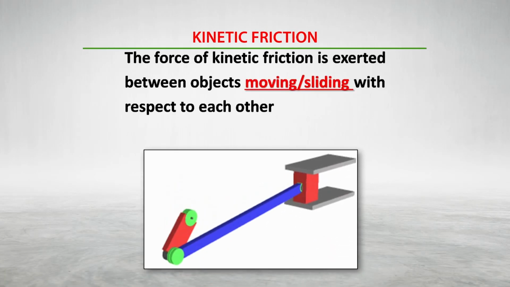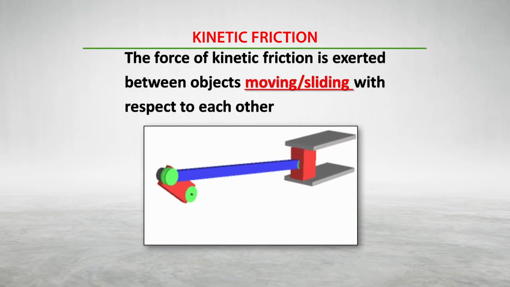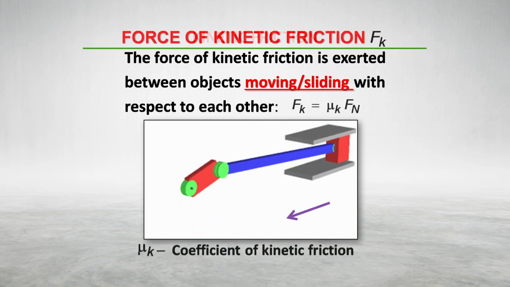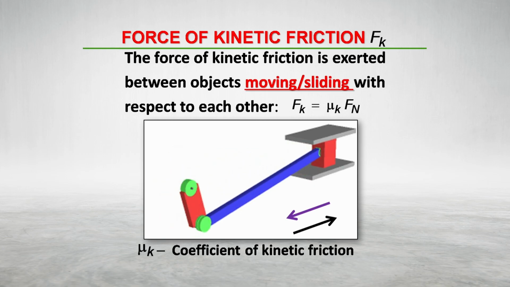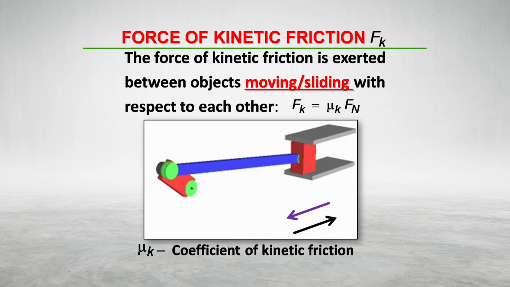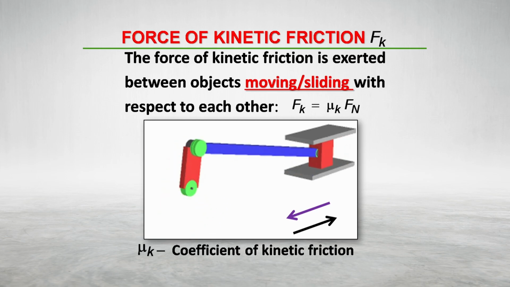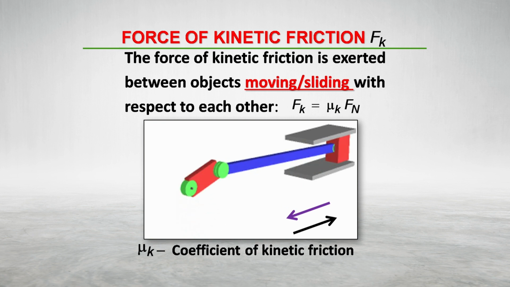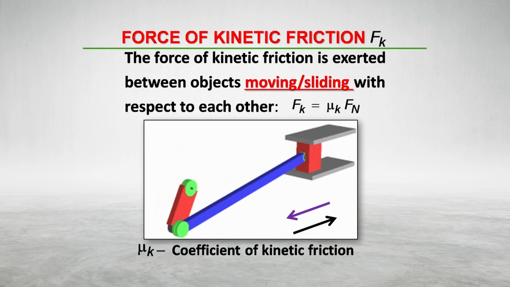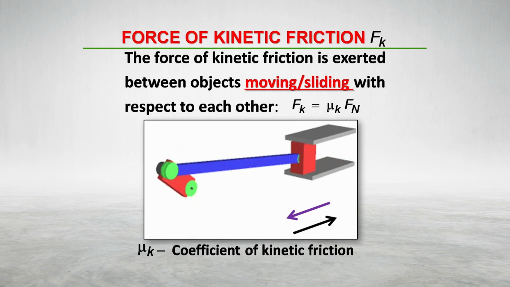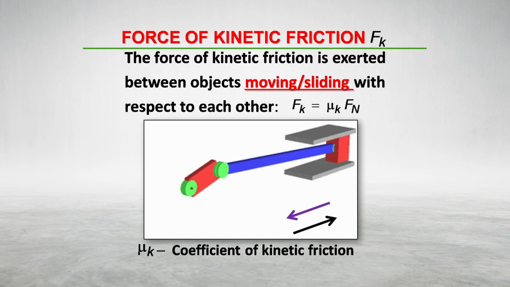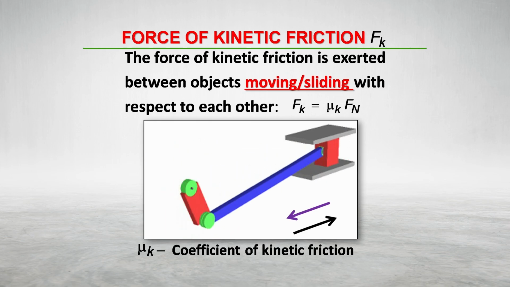Kinetic friction is exerted between objects moving or sliding with respect to each other. So these two arrows show you the direction of the force of kinetic friction. When this object is sliding towards you, the force is opposite. When it's sliding away from you, the force is towards you. The force of kinetic friction opposes the motion of the object. Let me show you once again.